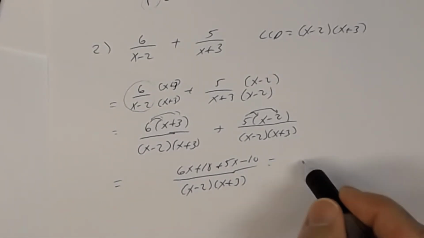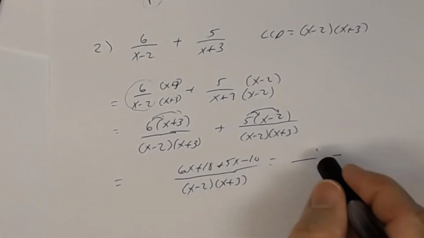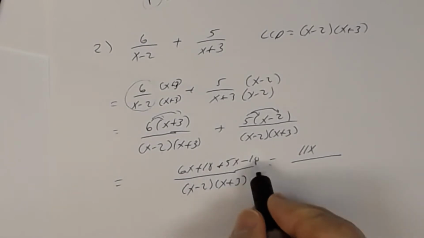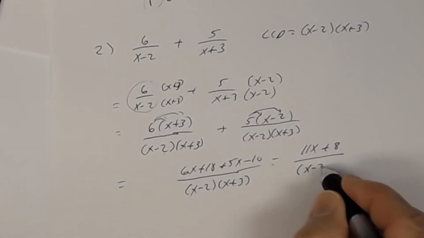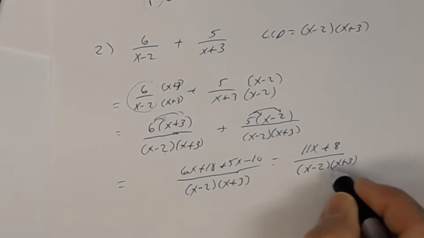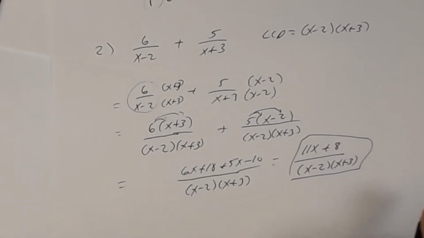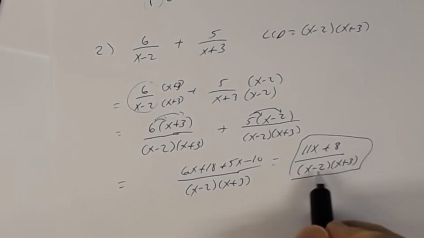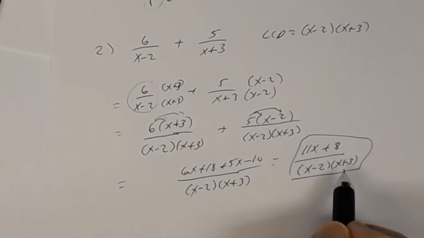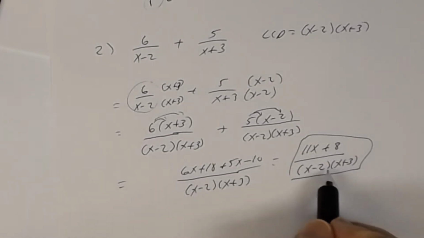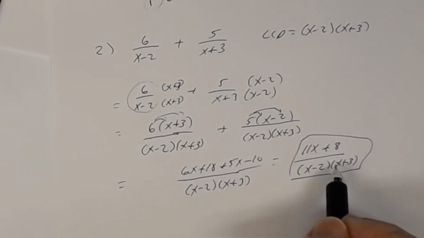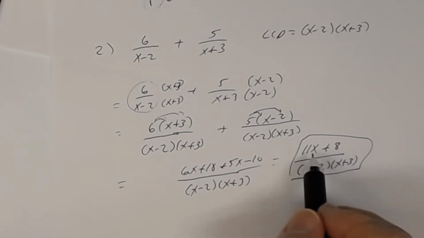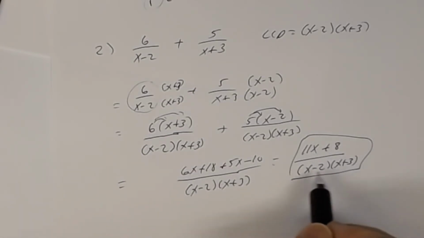Combining like terms in the numerator, I get 6x plus 5x is 11x. 18 and a negative 10 is a positive 8. And leave the denominator in factored form. Leave it like this. Don't do anything else. Now, at some point, you want to simplify this if you can. So remember in previous lessons when you simplified rational expressions, you want to factor numerator and denominator. See, the denominator is already factored. The numerator, you cannot do anything else to it. So you're done. That's the answer.